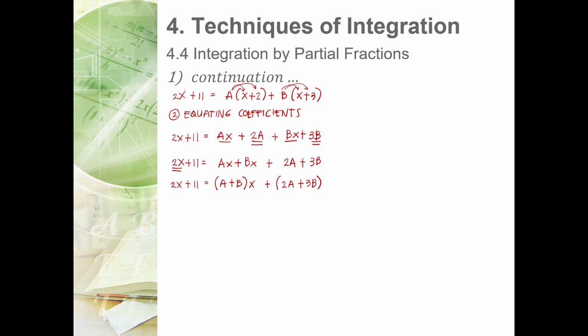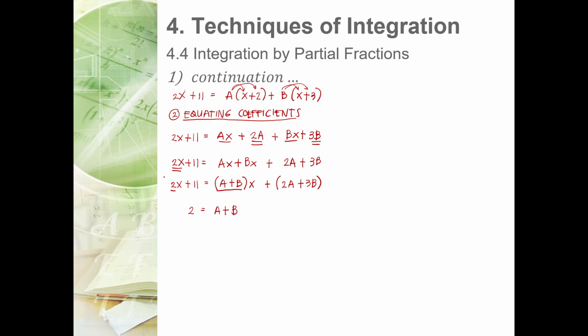So the next step is for us to equate coefficients. That's why we have the title as Equating Coefficients. The coefficient of x, that's 2, against the coefficient of x on the right side, that's a plus b. So we have 2 is equal to a plus b.